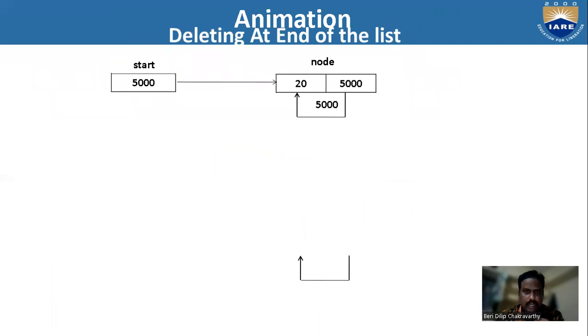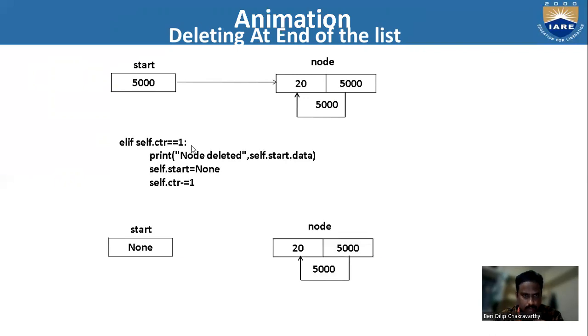Now deletion at the end of the list. Suppose you are trying to delete at the end of the list, so this is simple. It is the same as deletion at the beginning also. If there is only one node, I'll just simply delete this. So in place of 5,000, I'll be getting none. I just removed this.